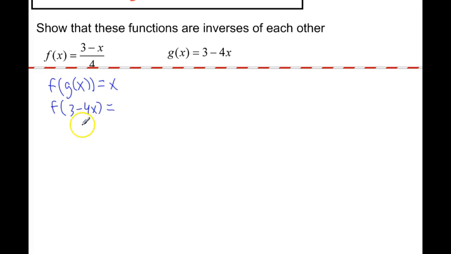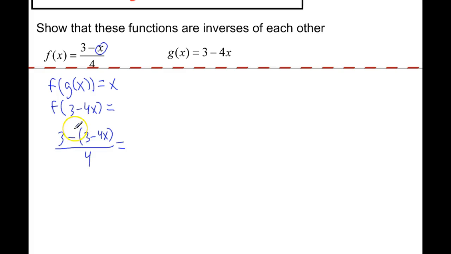And let's just see if it equals x. Now we're going to plug that into the f function right here. So we're going to say 3 minus 4x all over 4. Let's see what happens if we can simplify this a little bit here.